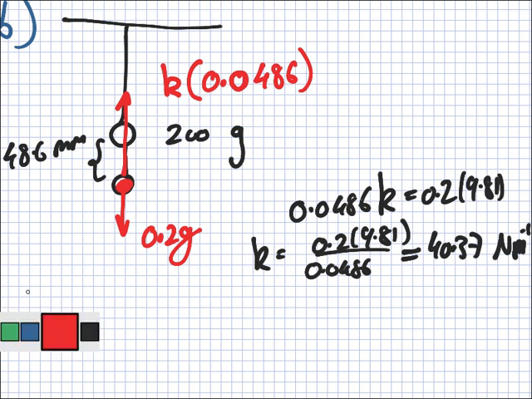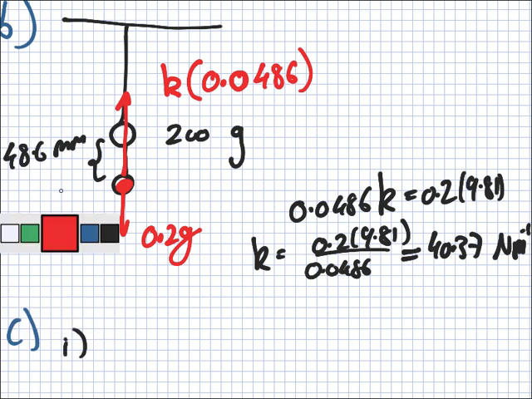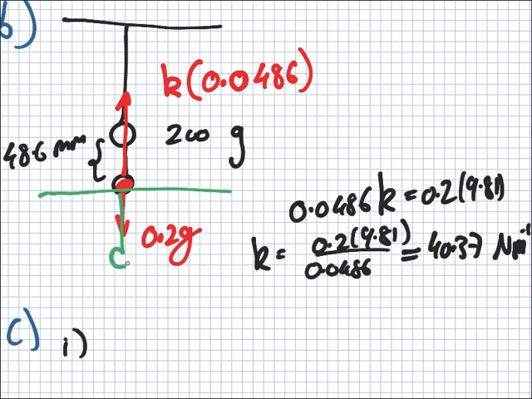C. So does anybody remember the formula here? What's happening is, here it is in equilibrium, then somebody comes along and pulls it down even more, and it starts to bob up and down, up and down, up and down. So the question now is, what's the periodic time? Does anyone remember the formula?